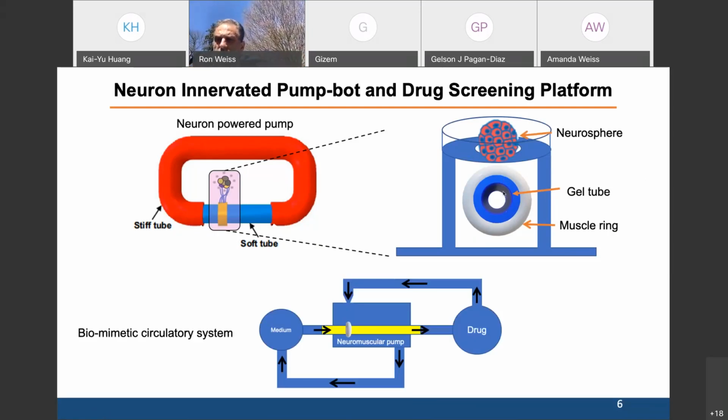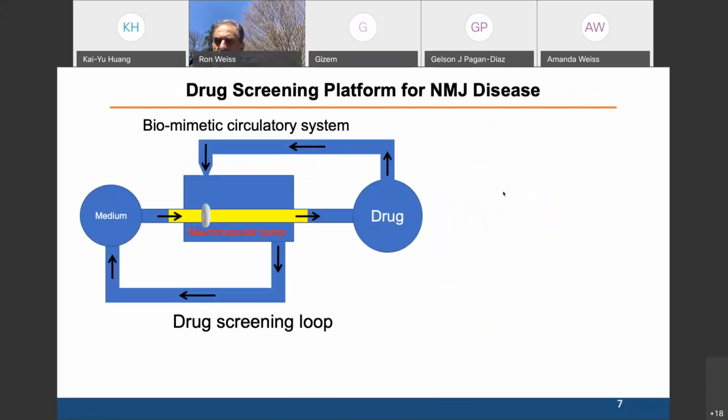And once we can build a neuromuscular junction pump, then one promising possibility is that we can make this system into a drug screening platform, where we can make a biomimetic circulation system. And we are thinking that maybe we can use this platform for drug screening for neuromuscular junction diseases.